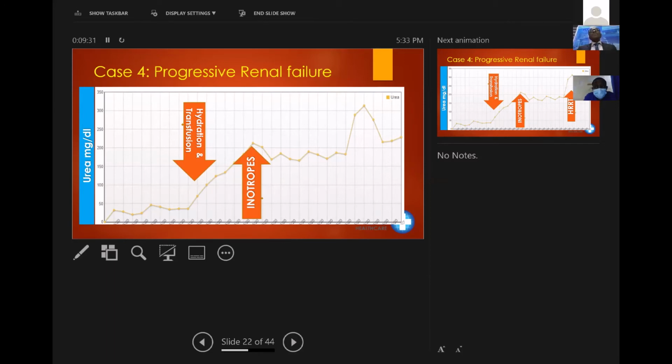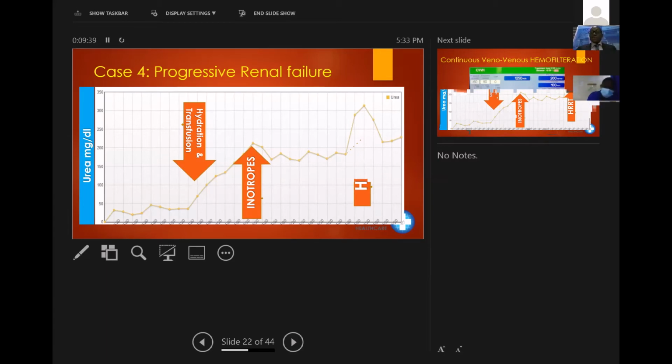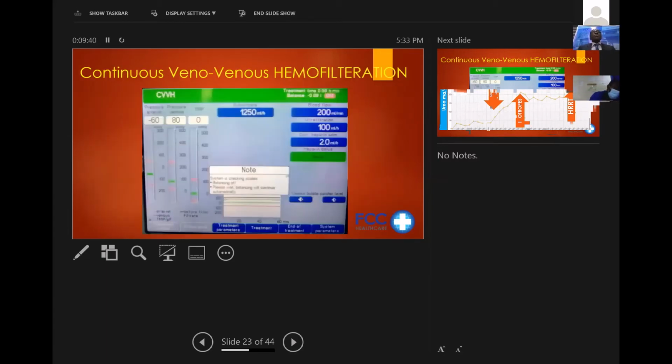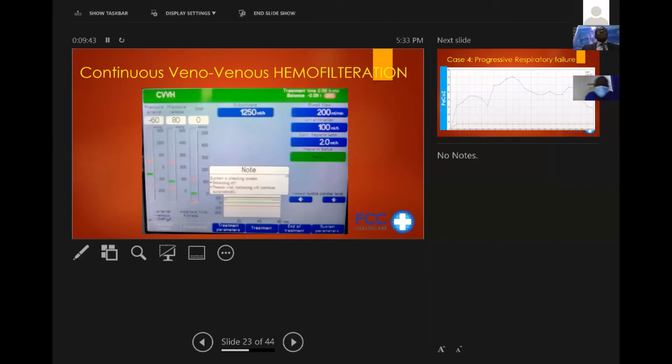And of course, over time, he did not improve the renal function, and we had to start him on continuous venovenous hemofiltration. This is what that looks like. And we basically slowly try to extract volume while we slowly remove the urea from his system.